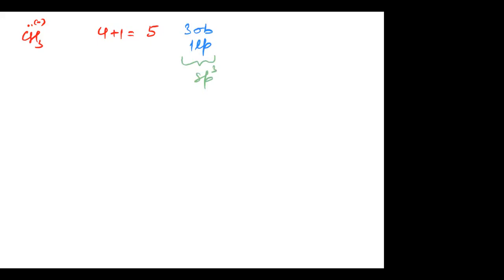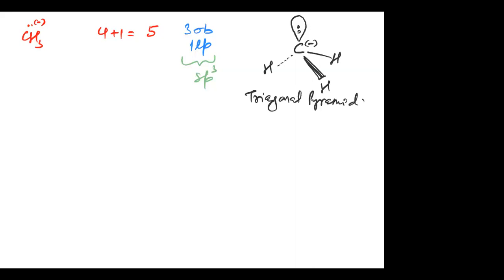Its geometry should be like this: carbon having a lone pair of electrons, with a hydrogen atom here, another hydrogen atom, and another hydrogen atom, and carbon should have a negative charge. As far as this geometry is concerned, it is trigonal pyramidal geometry.